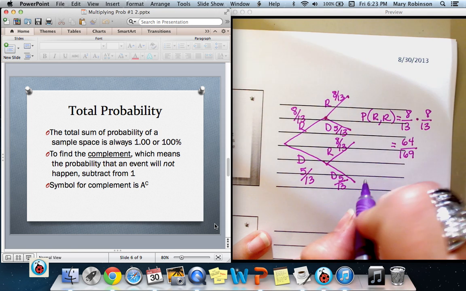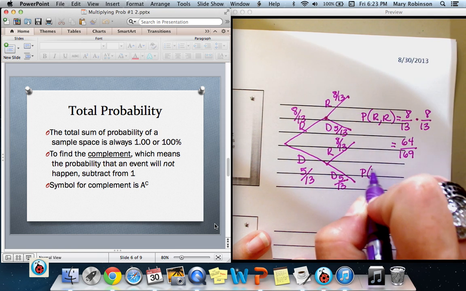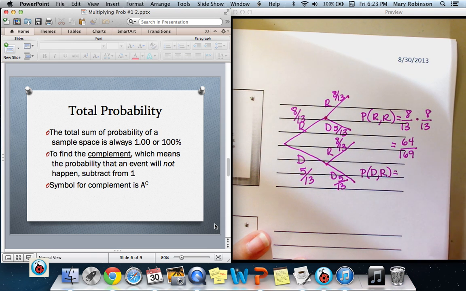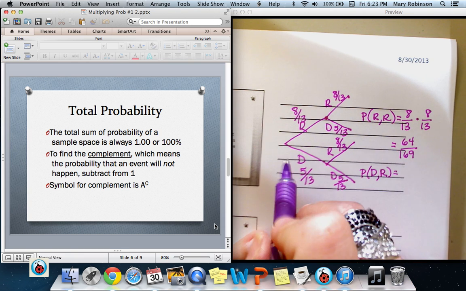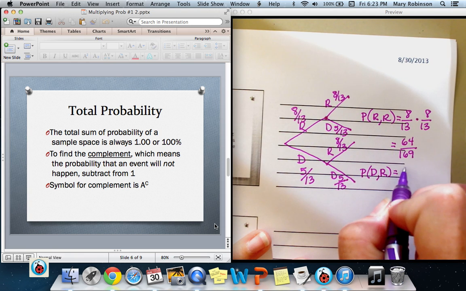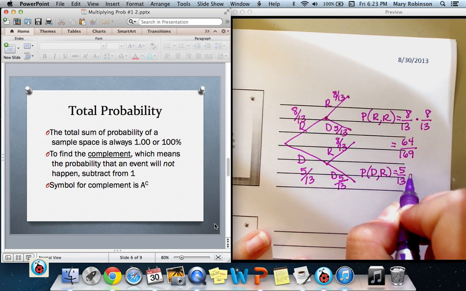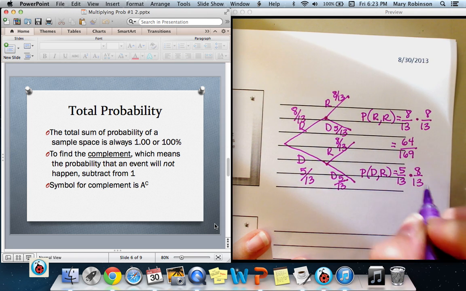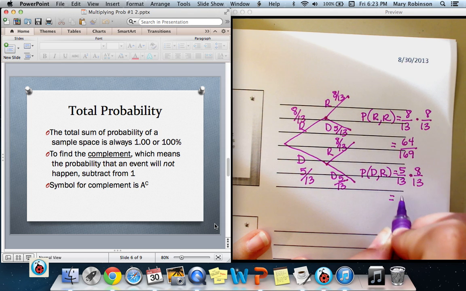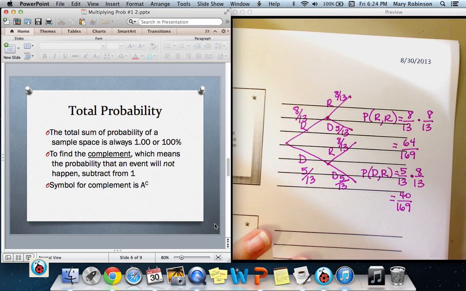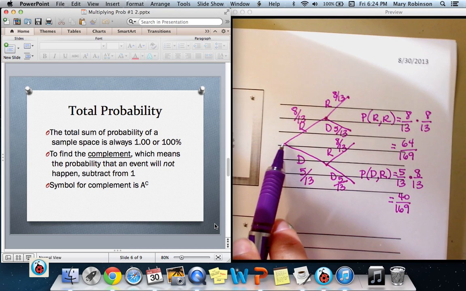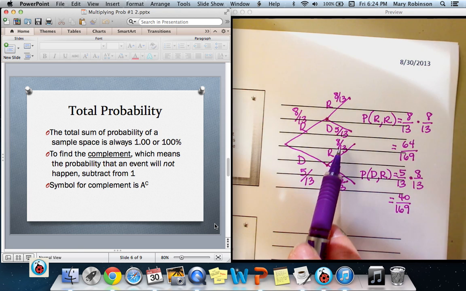If we wanted to find the probability that he chooses a diet, puts it back, and then gets a regular, we would multiply the probability of choosing a diet times the probability of choosing regular. 5 times 8 being 40, 13 times 13 is 169. So we just multiply those probabilities. So that's a compound event, taking a drink and then taking another.